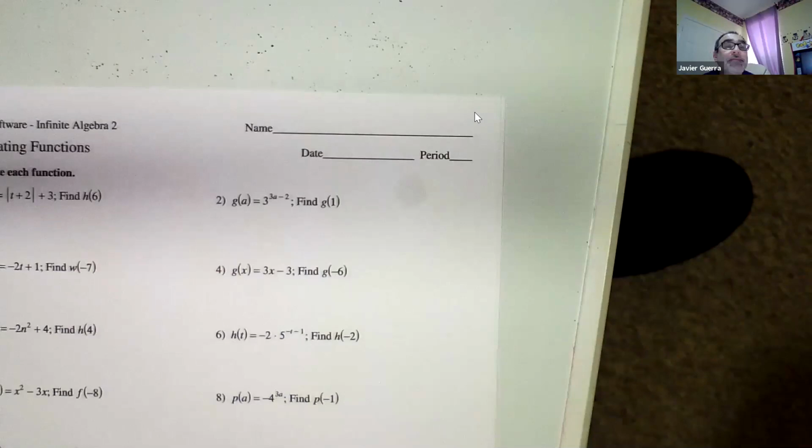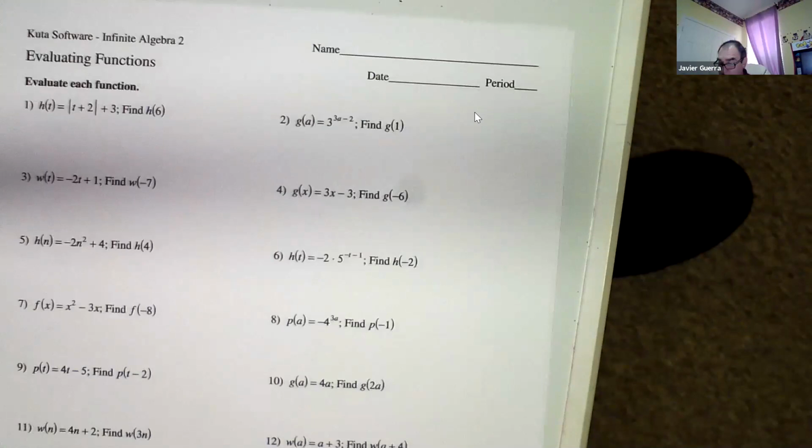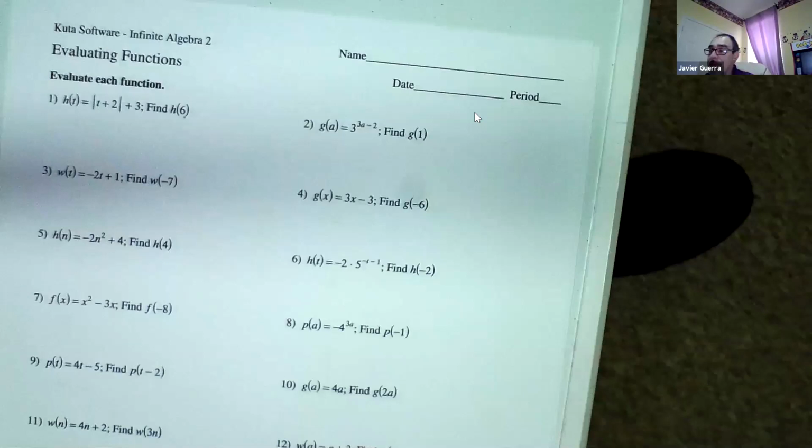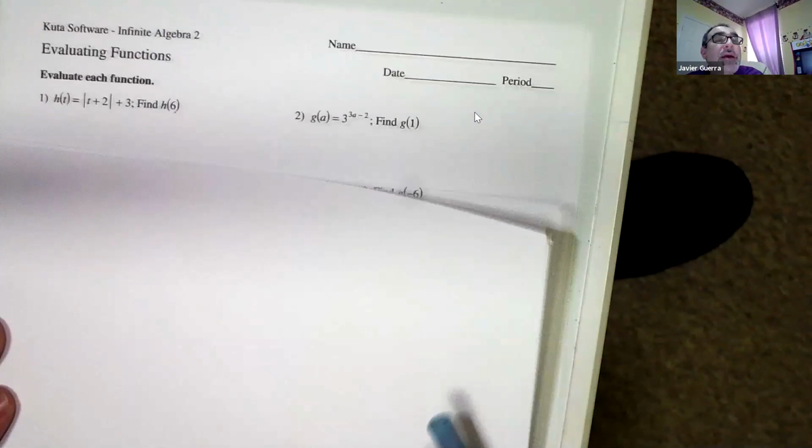Okay, here it is. Evaluating functions. So for the topic, you know how we did the T table, right? Well, in these, they only ask you to substitute one single value into the formula. That's all they do. There were four questions on the test that asked me that. I was like, really? That is so cool.